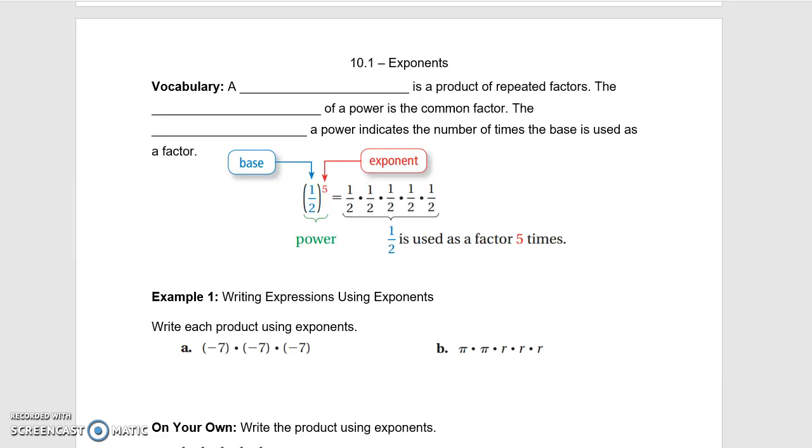Chapter 10, Lesson 1, Exponents. A power is a product of repeated factors. The base of a power is the common factor. The exponent of a power indicates the number of times the base is used as a factor.